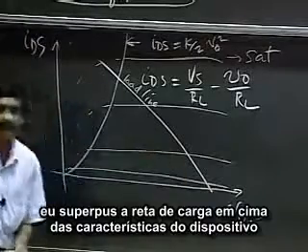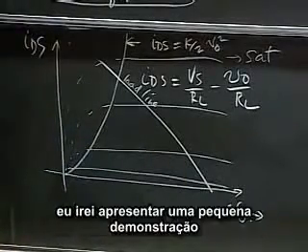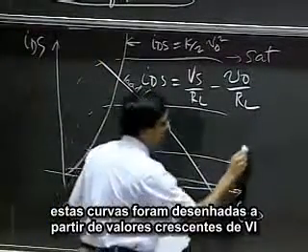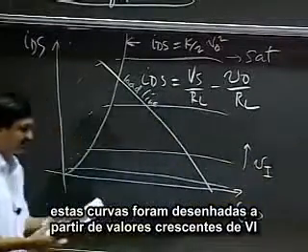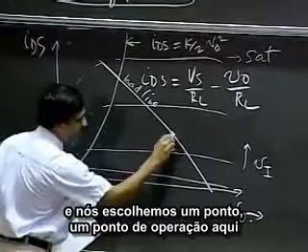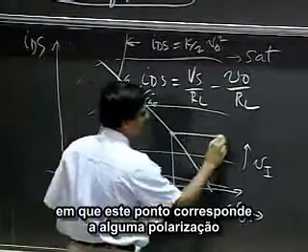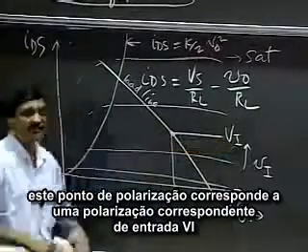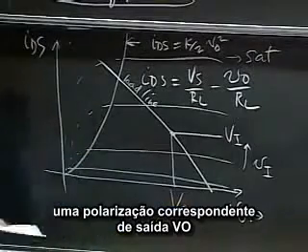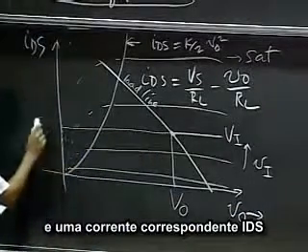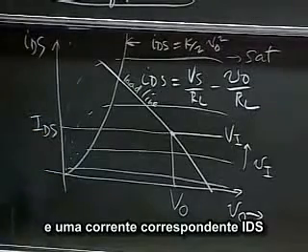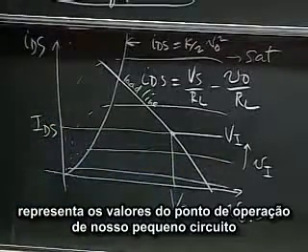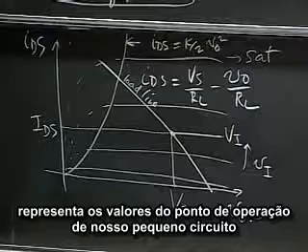Okay, so I superimpose a load line on the device characteristics, and I'm going to show you a little demonstration based on that at this point. These curves were drawn for increasing values of VI, and if I choose some operating point here, then this point would correspond to some bias. This bias point would correspond to some input voltage VI, a corresponding output bias VO, and a corresponding current IDS. So IDS, VO, VI, in capitals, represent the operating point values for our little circuit.